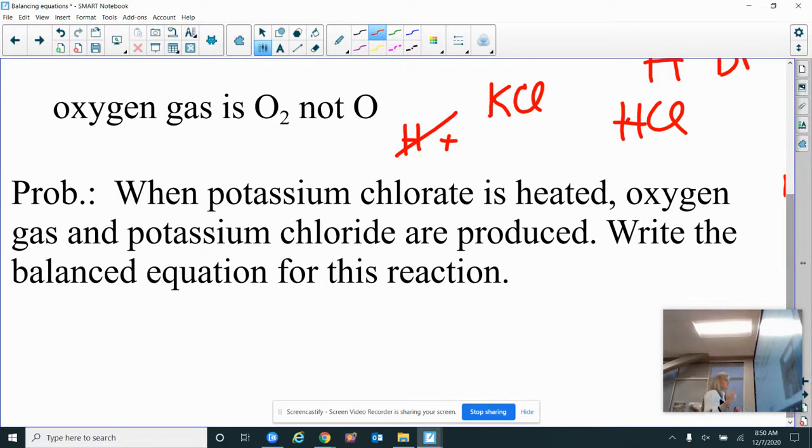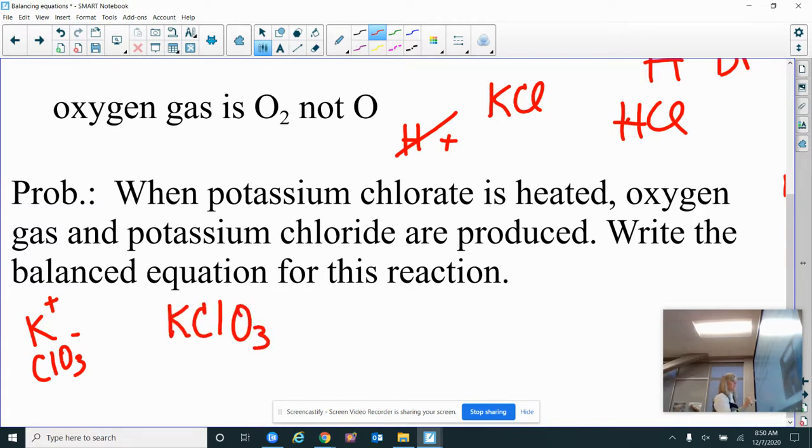So potassium chlorate. Well, potassium is +1. Chlorate, the polyatomic ion, is ClO3 -1. So potassium chlorate is just KClO3. It says it's heated. So that means, if you want to, you can put a little triangle. That means heated. And it means that's the only reactant. It's heated. It's not mixing with anything else.